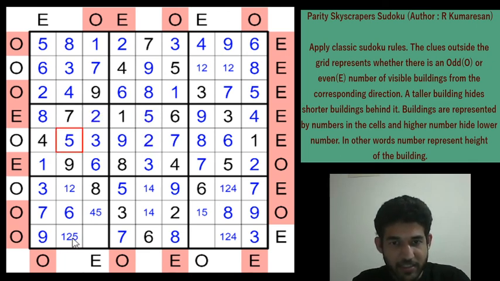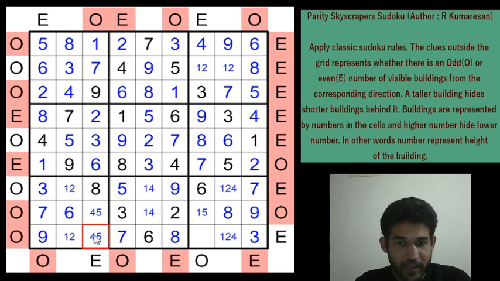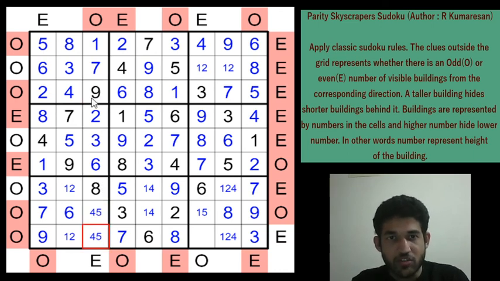And that eliminates the 5 from here. So we get a 1, 2 pair. So this cell must be a 4 or a 5. And to satisfy this even clue, we need to have a 5 here, right? No, we need to have a 4, because if you have a 5 here, the 4 will be hidden and you will see 8 and the 9, so that gives you only 3 buildings, so which means this will be a 4 and this will be a 5. So these clues are now satisfied, and because of this 4 we can eliminate the 4 from here.